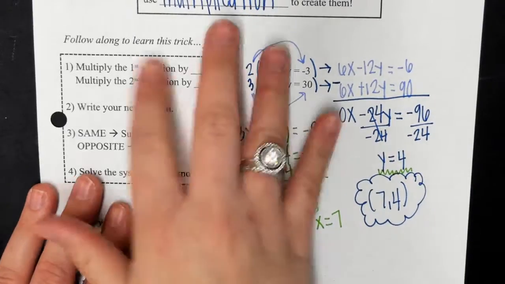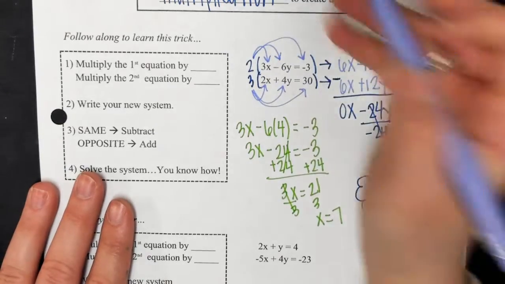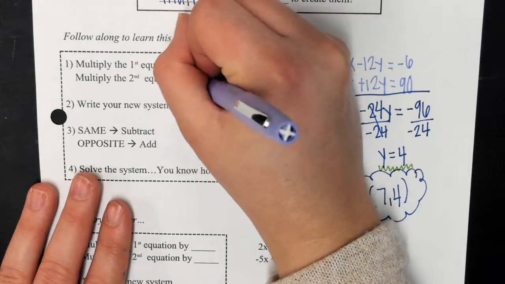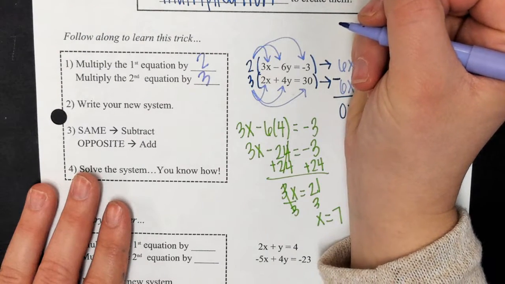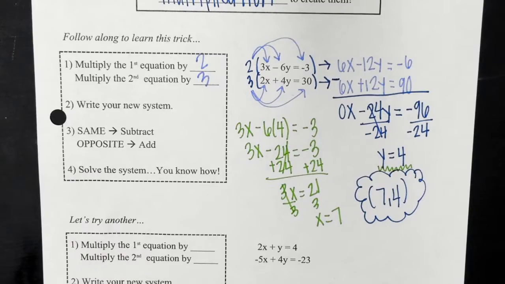Okay, so let's fill in this box. The first thing we did to multiply the first equation, we multiplied it by 2, and we multiplied the second one by 3. So you always do that? It will work, it will always work that way. Yes. So our next one is 5.